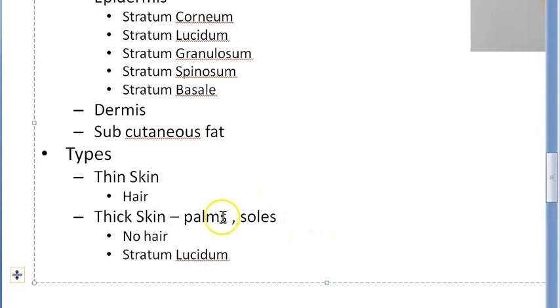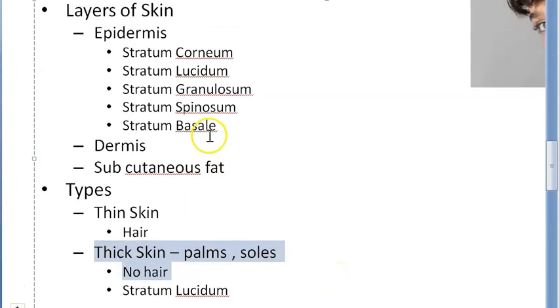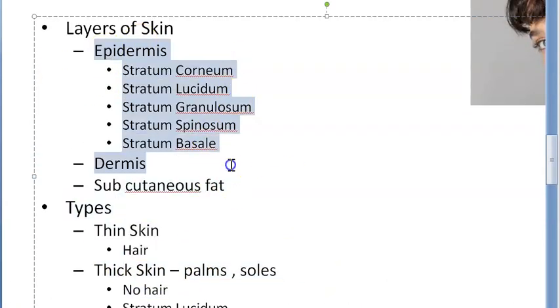Also, fingertips have thick skin, they'll say, but isn't that a part of palms itself? So, remember, in thick skin, there is no hair, okay? Now, when you come to epidermis, guys, you have five layers inside the epidermis itself: stratum corneum, lucidum, granulosum, spinosum, basal, etc. You have to know this. Anyways, we will show you the diagram.